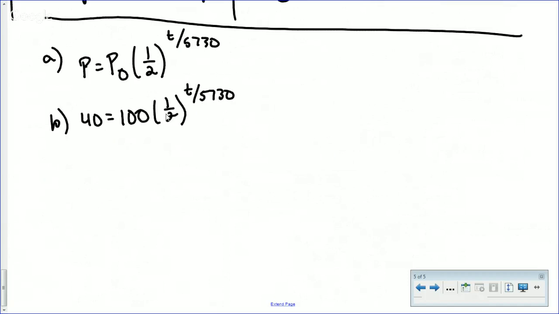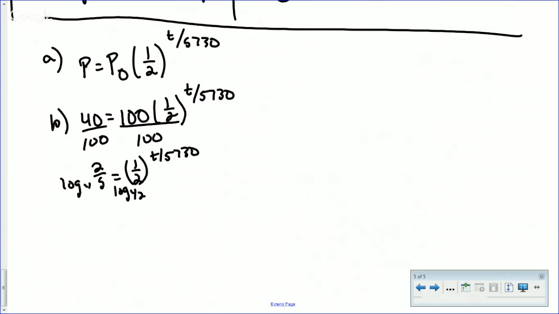Okay, so I got to solve for T. So first thing we're going to do is divide by 100. So you get 2/5 equals 1/2 to the T over 5,730. Now to get rid of my base of a half, we got to take the log of the same base. So we'll take log base a half. So I get log base a half of 2/5 equals T over 5,730. And then we'll multiply by 5,730 to get T all by itself.